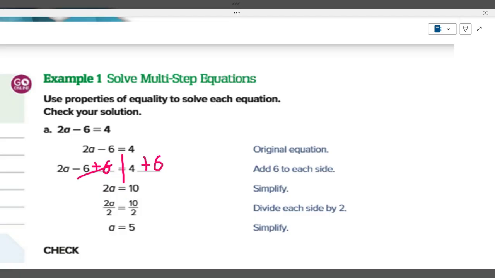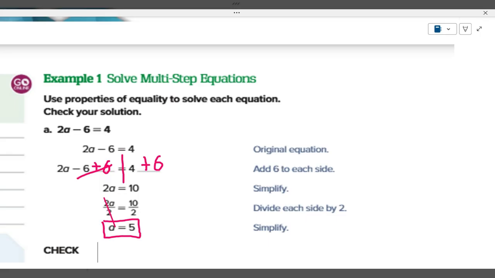Like in my example earlier, we're going to divide both sides by 2 because the 2 right next to A represents multiplication. So the opposite of multiplication is division. 2 divided by 2 is equal to 1. So it basically goes away. We could write a 1 in front of A, but it would mean the same thing. And 10 divided by 2 gives us 5. So our final answer is A is equal to 5.